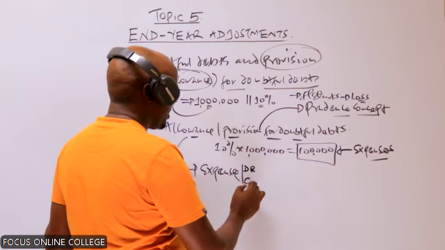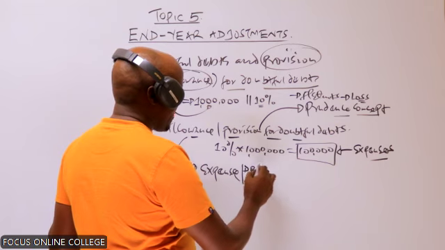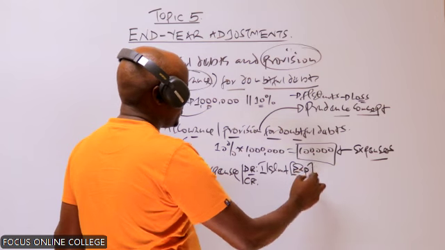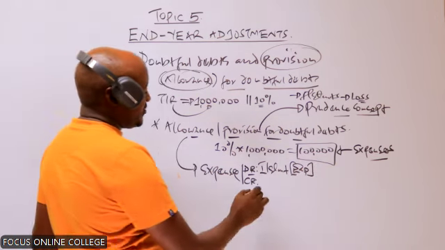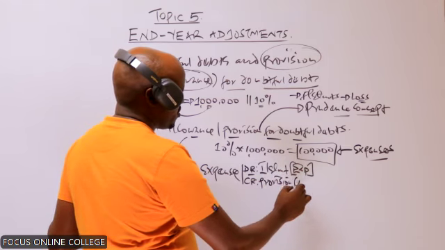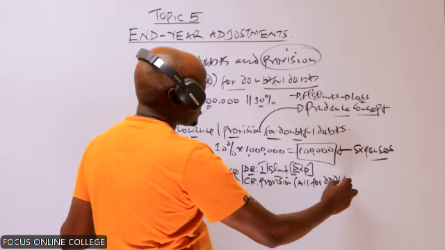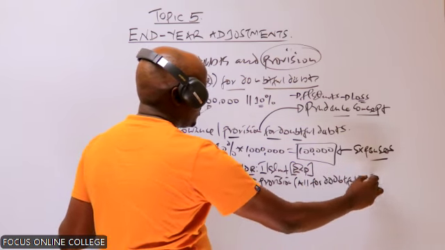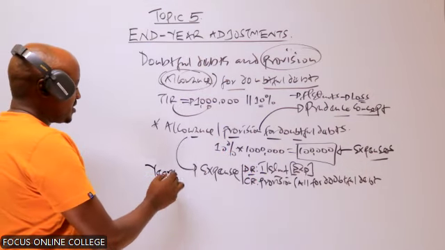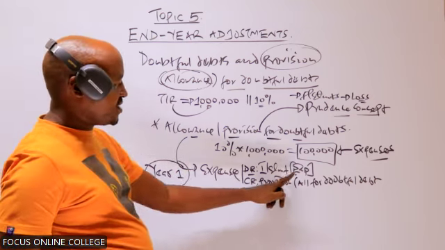And therefore, the double entry for this is that we account for it by doing what? By debiting the income statement. Remember, we say the income statement is debited with all expenses, and then we credit an account called the provision or allowance for doubtful debts. So assuming this provision was created in year one, you account for that amount as an expense.